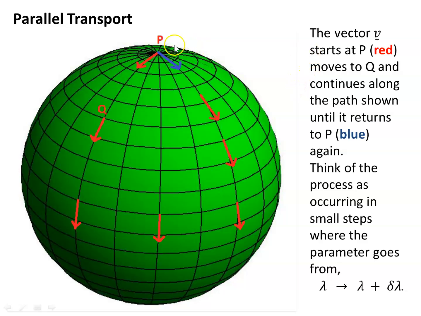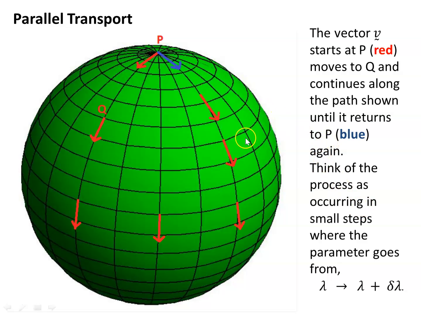Okay, so if we have a look here, let's start with a curved surface, the surface of a sphere. We have a vector at P. The vector V starts at P, red, and moves to Q and continues along its path until it returns to P at blue again. So this vector is being parallel transported across this curved surface. This is not a flat surface, and we'll see what happens when we do that.